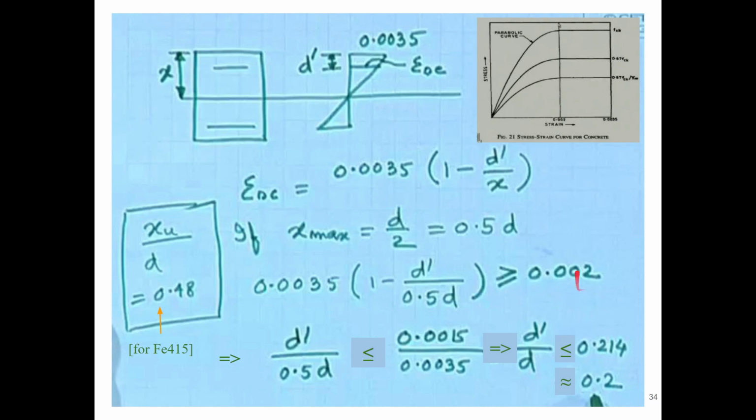Basically that is for two reasons. One is so that the concrete also has substantial strength along with reinforcement at that section, and secondly to ensure that the reinforcement is in the maximum compression zone. Definitely the region between 0.002 and 0.0035 will have the maximum compression, right? So for these two reasons we always try to keep it greater than or equal to 0.002. Solving this, we find that d prime by d should be less than or equal to 0.214, or about 0.2. Okay, so that is the ideal case.